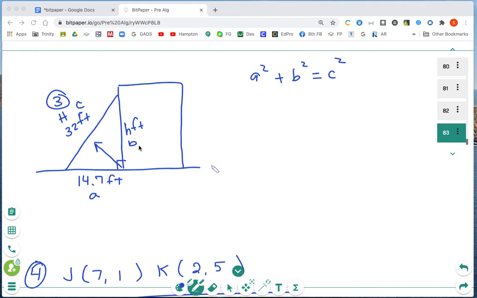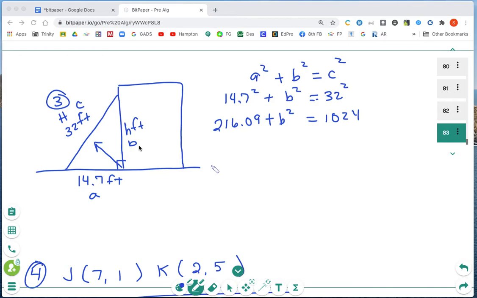We're going to go ahead and plug it into Pythagorean's theorem. So 14.7 squared plus B squared, since we don't know that length, is equal to 32 squared. 14.7 squared is 216.09 plus B squared is equal to 1024. Is the B on the left? Yes. Is he first? No.